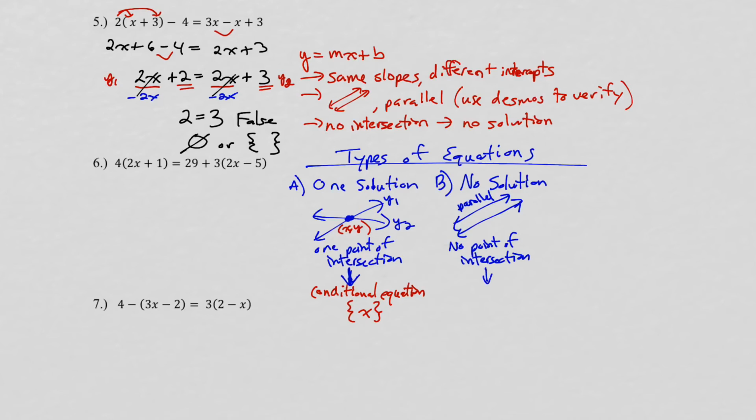And if there's no point of intersection, guys, that means this is called an inconsistent equation. And like I said before, this can be the empty set or the null set. It doesn't really matter. It's a circle with a line through it. Okay. All right.